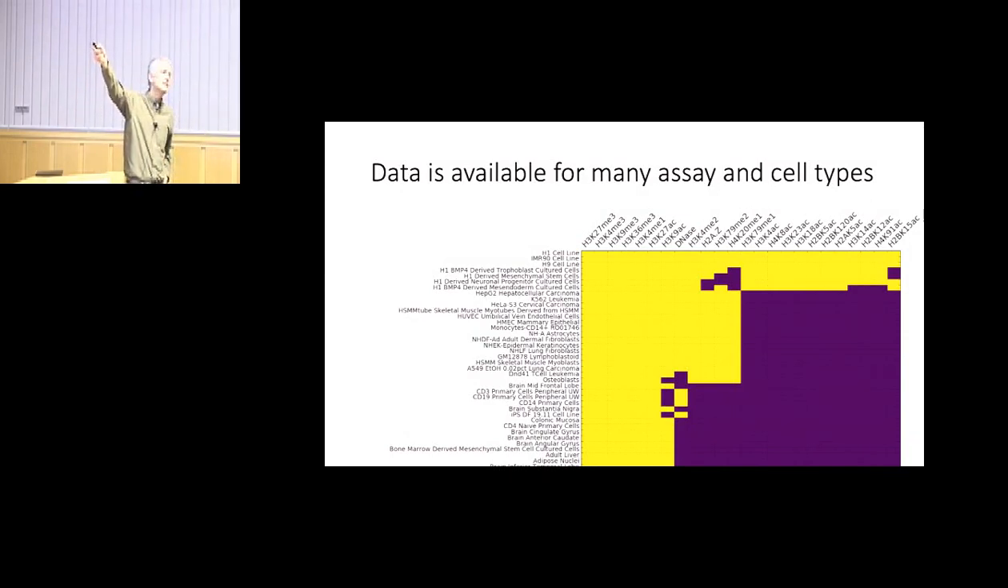There are some types of assays that were performed systematically across many, many different cell types. And then there are some popular cell lines that were characterized in great depth with many, many different kinds of assays. But there's a lot of purple in here also, which are all of the assay cell type combinations that have not yet been performed.